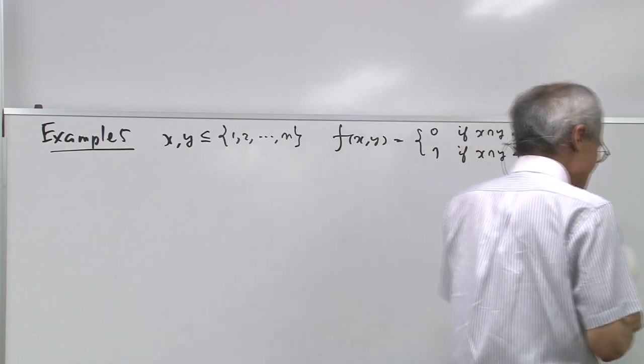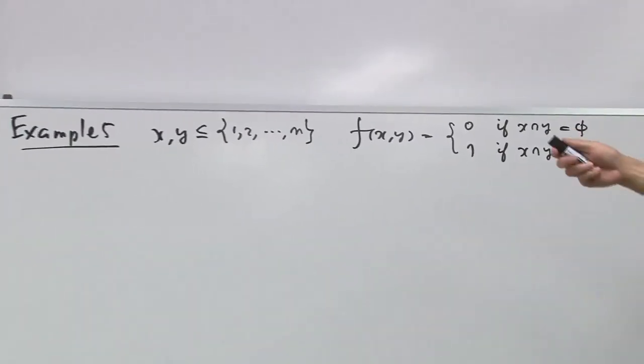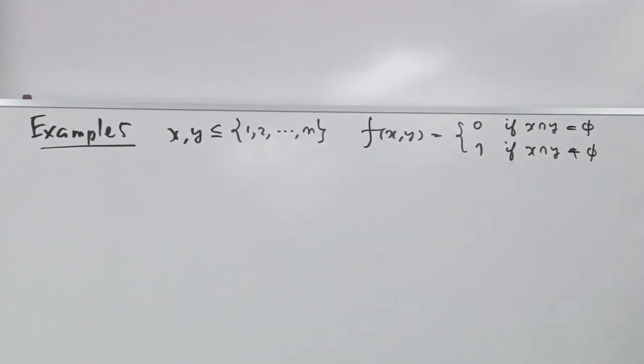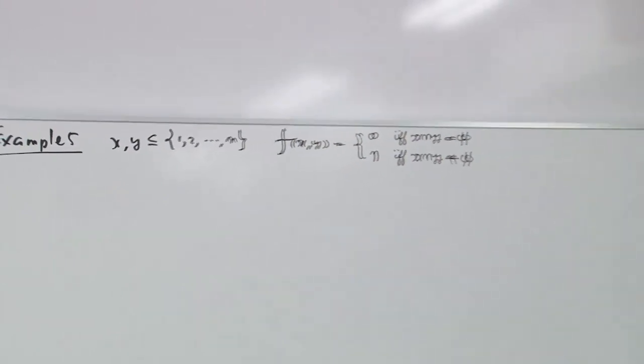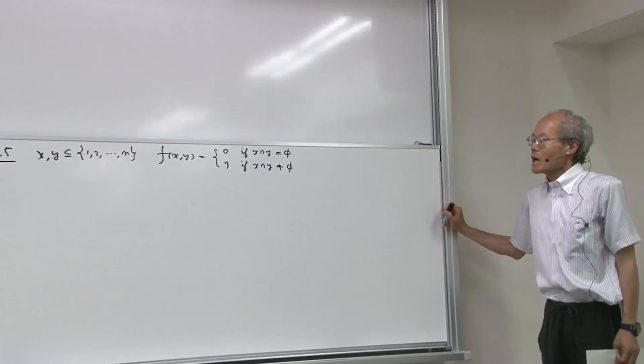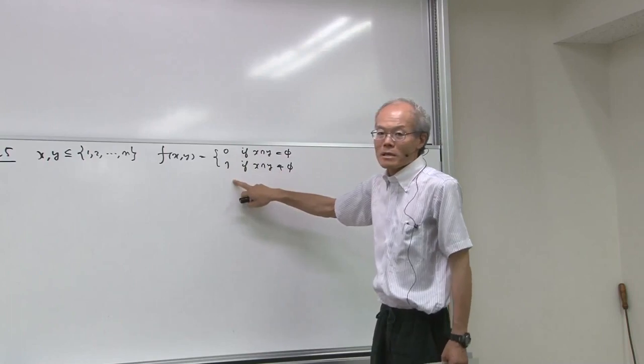Okay, so this is our next example. Well, actually, it should be example 4 because I skipped example 4, but example 4 is coming in a moment. Okay. So this is example 5. X and y are the same as before, and the function has only 2 values, 0 and 1.